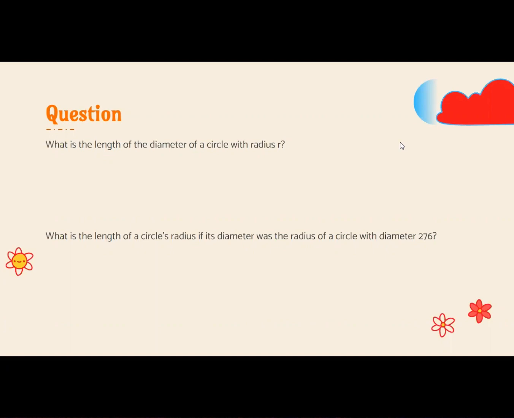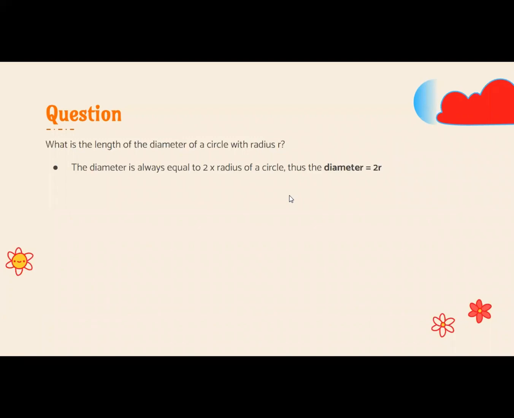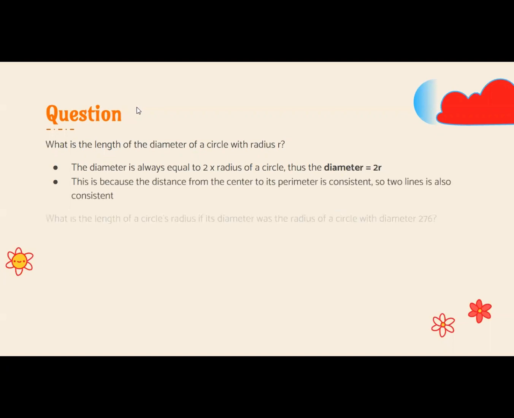So the first question is super easy. It is just figuring out the relationship between the radius and the diameter. And like I said, the diameter is always equal to 2 times the radius of the circle, aka diameter equals 2r, if the radius is equal to r. If the radius was x, you could say 2x. If the radius was 4r, you could say 8r. It just has to be 2 times whatever the radius is equal to. Yeah, so we already went over that.